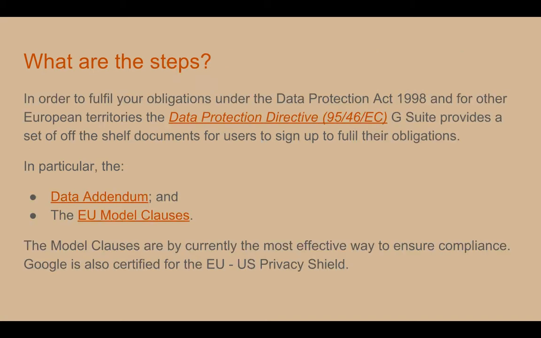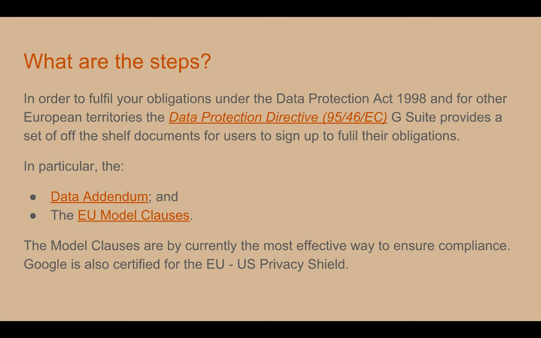The steps are pretty straightforward. You need to accept an addendum to the G Suite user agreement. You need to sign up to the EU model clauses, which are a set of agreed terms between you and the data processor, which in this case is Google, as to the manner in which they are going to handle and process the data that you're sending them. Those are handed out by the legislation itself, and if you sign them, you are automatically deemed to be compliant. So it's a good idea to sign them.